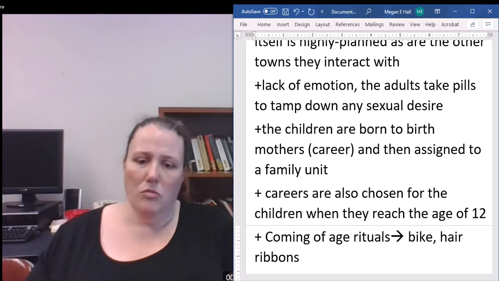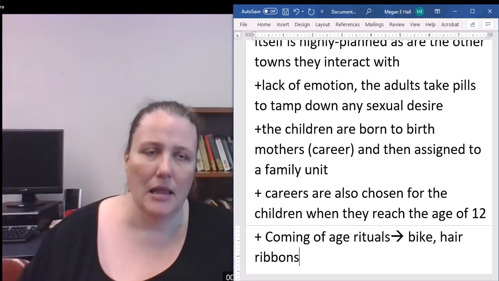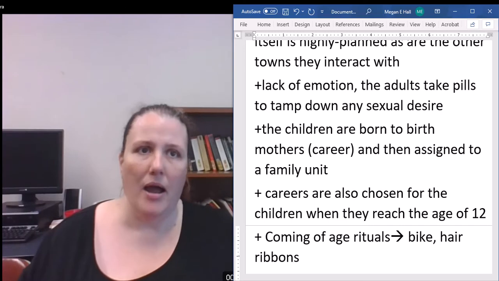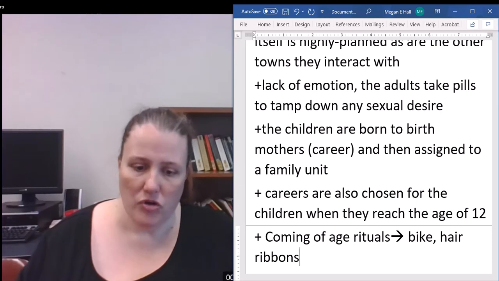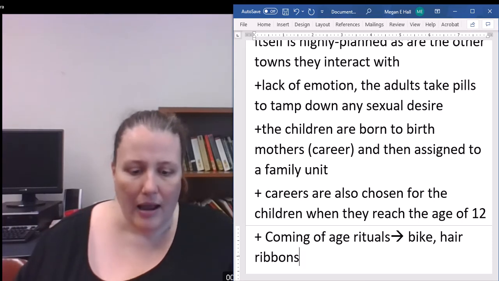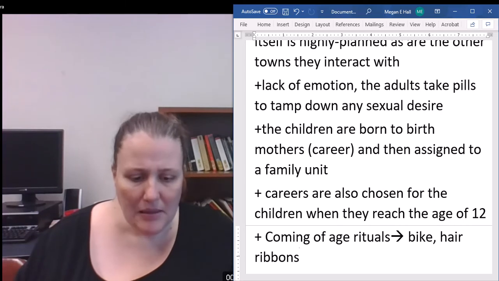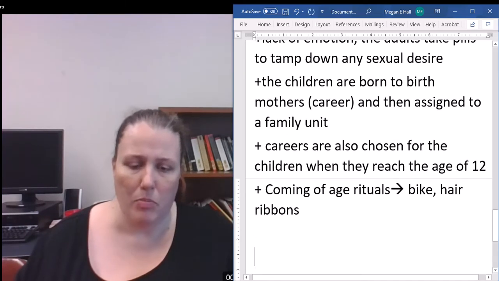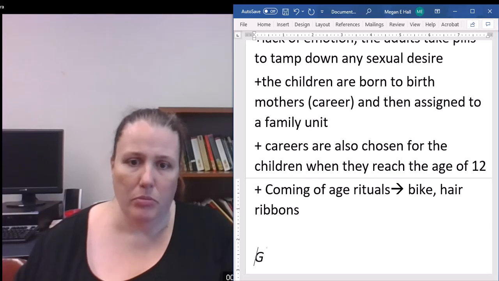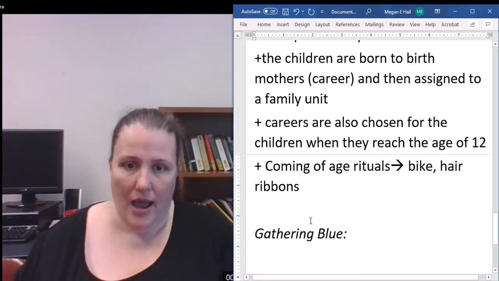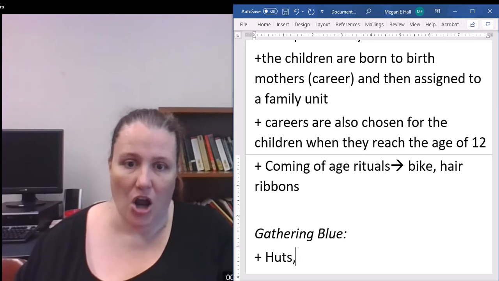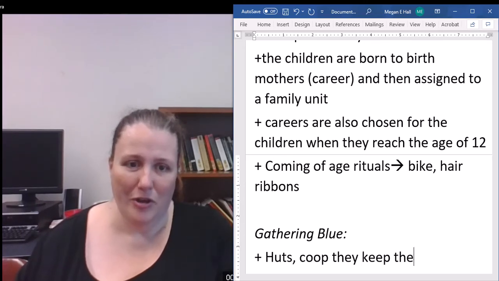So what you get is this very drab, bleak landscape. If I remember correctly, there is a river nearby. So if you want to talk about those topographical details, the vegetation is highly controlled. So trees that all look the same, that kind of thing. And it is a planned community, and so that is an important part of that story. Now, in Gathering Blue, same time period, totally different setting. We have people living in huts. They have a kind of coop that they keep the young children in.